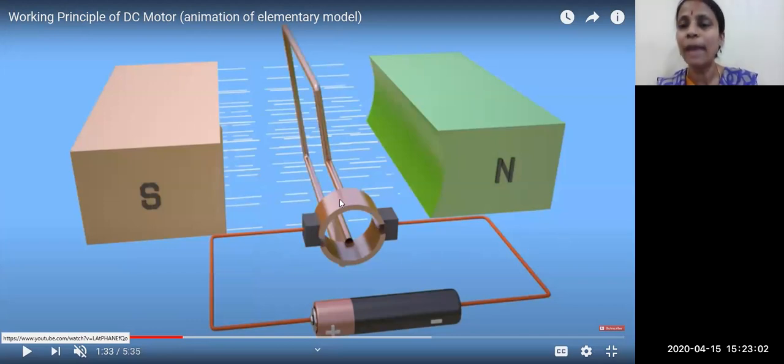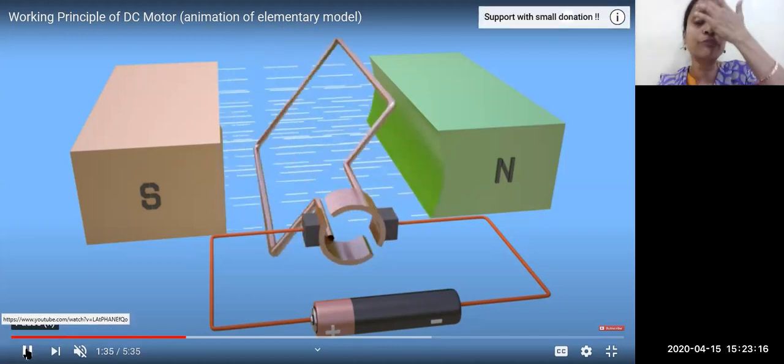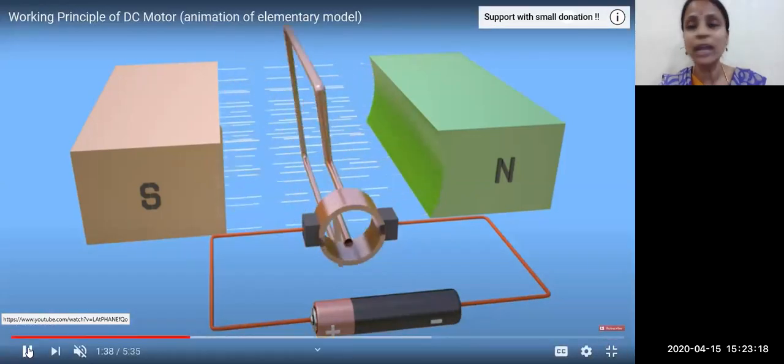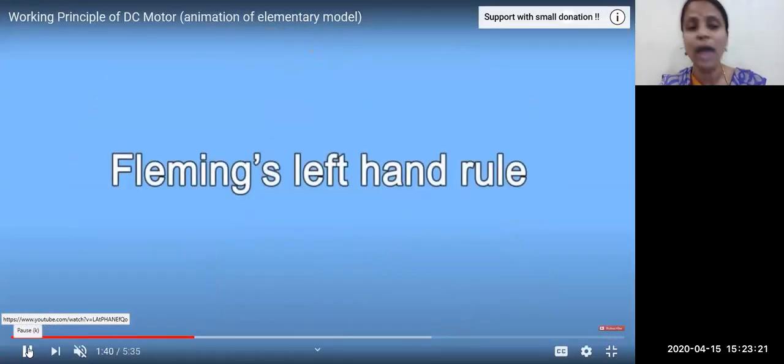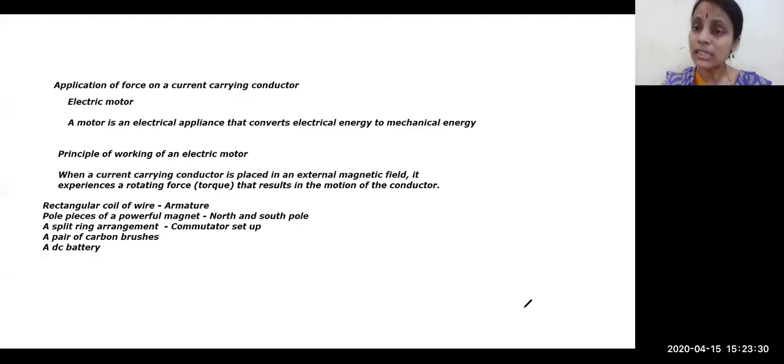So what's going to happen now? And do you see that the coil is exactly 90 degrees to the field lines? So what's going to happen in this case? Because of inertia, it will fall down and move, fall down and move. And this rotation will continue to happen as long as there is current in the supply of the external circuit. And this is how a DC motor is going to work.